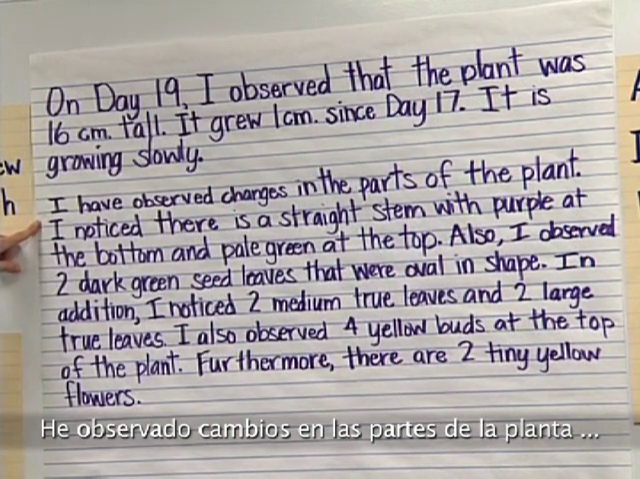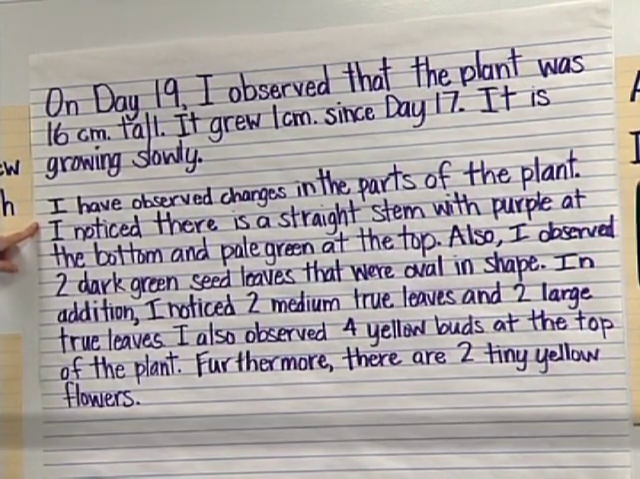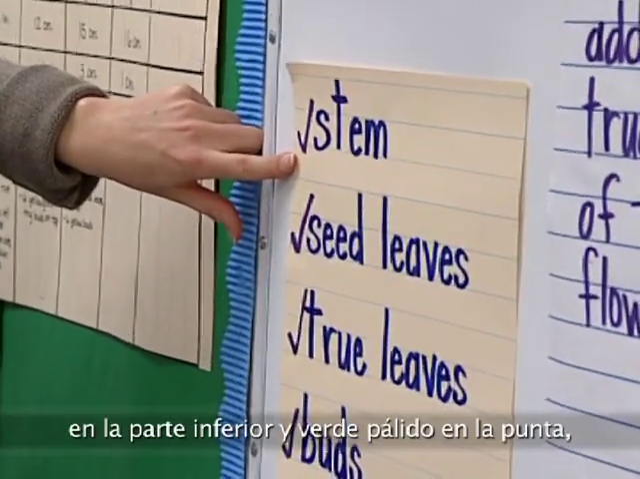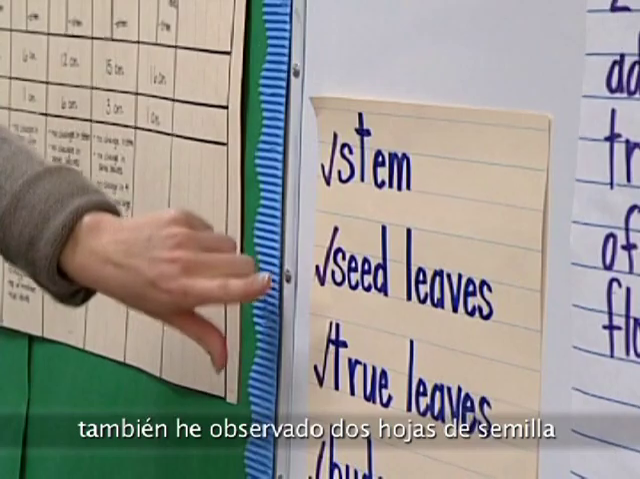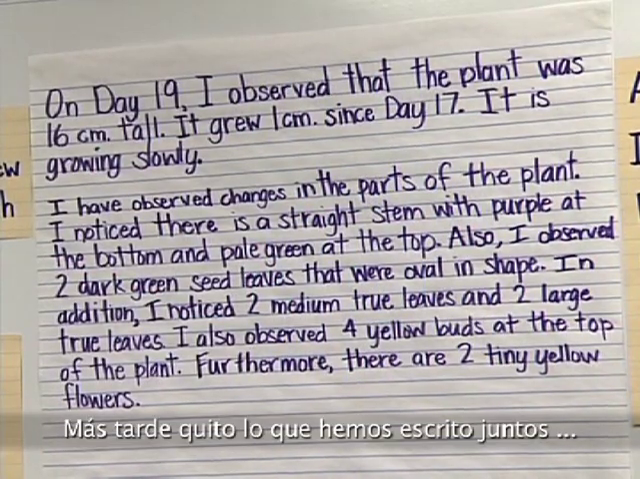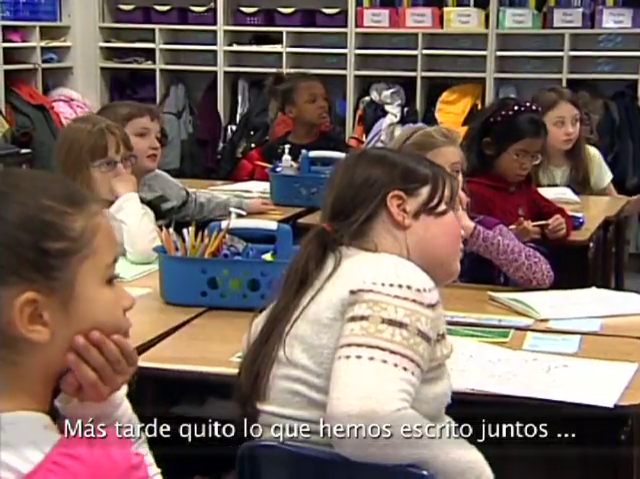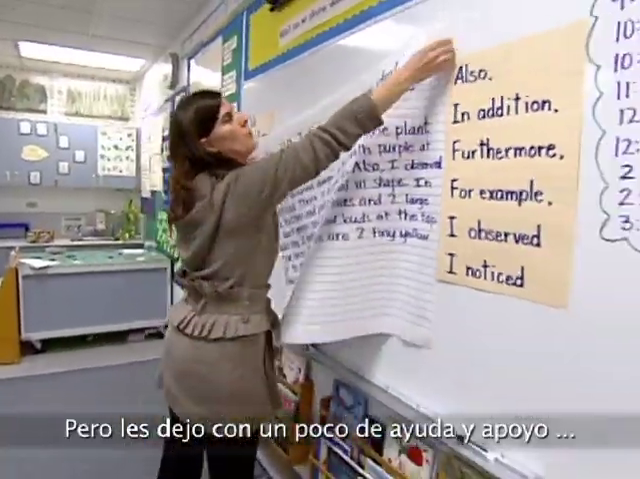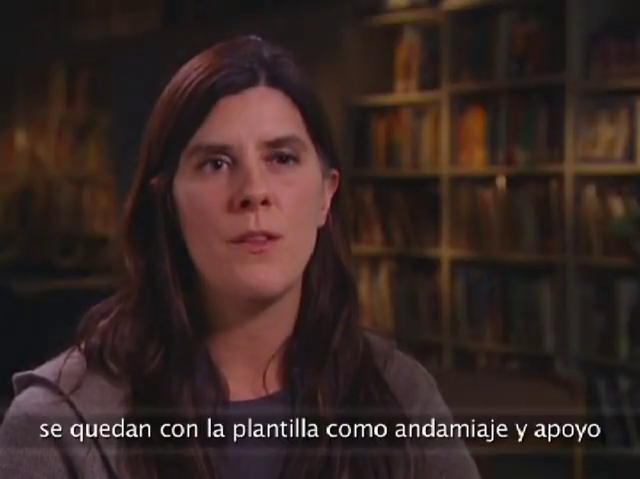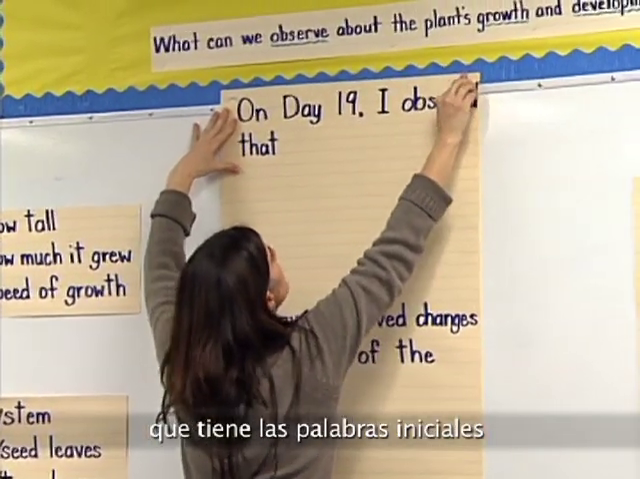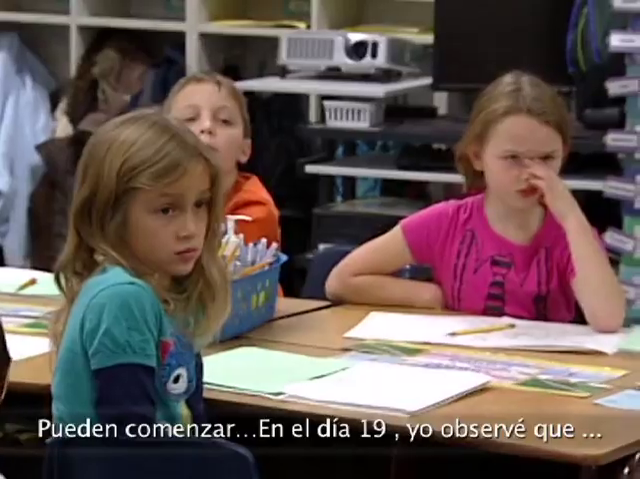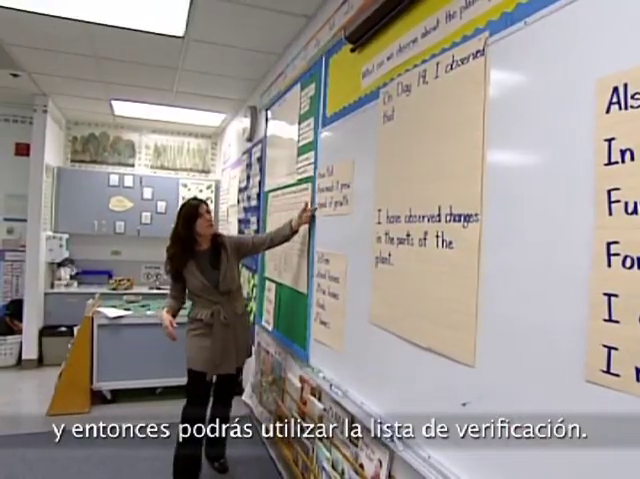I have observed changes in the parts of the plant. I noticed there is a straight stem with purple at the bottom and pale green at the top. Also, I observed 2 dark green seed leaves that were oval in shape. Later, I remove what we've written together, but I'll leave you with some help and support. I take that away, and then they're left with the scaffold, which might have the general opening statement and some checklists. You can start off on day 19, I observed that. And then you'll use your checklist.